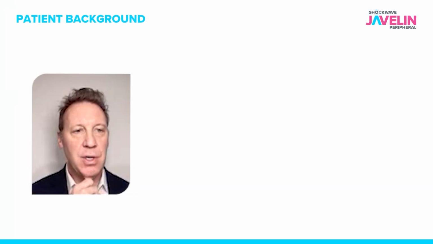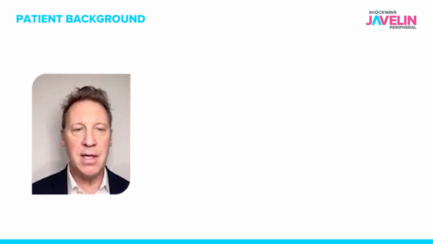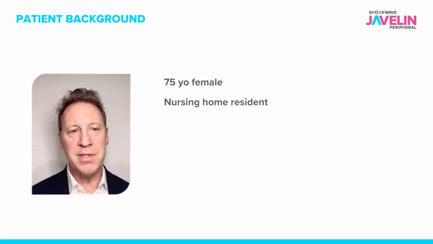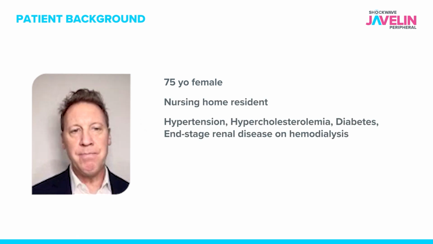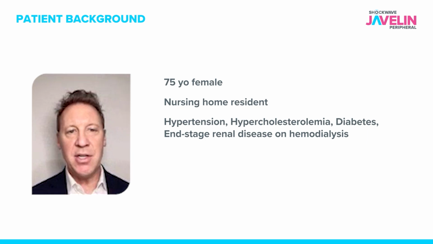I'd like to transition to show you what the capability of the Javelin catheter is in the superficial femoral artery and popliteal artery space. This is a 75-year-old female who is a nursing home resident with high blood pressure, high cholesterol, as well as diabetes and end-stage renal disease requiring hemodialysis.